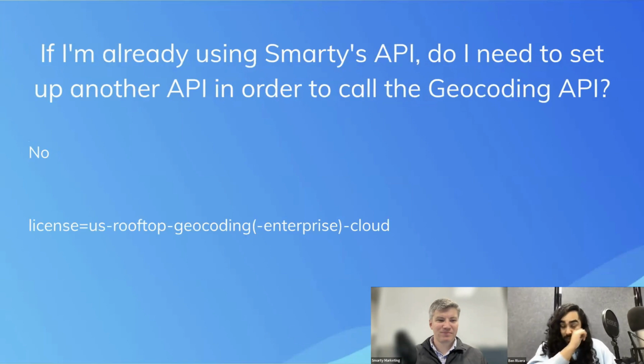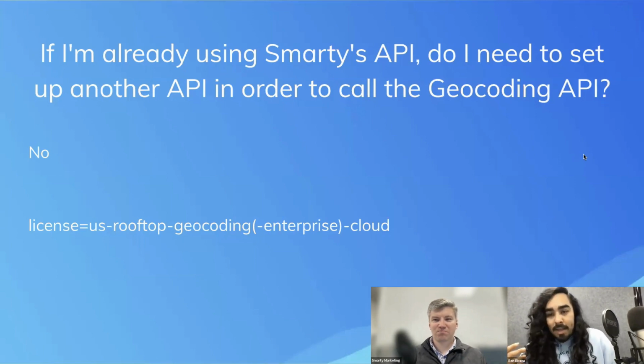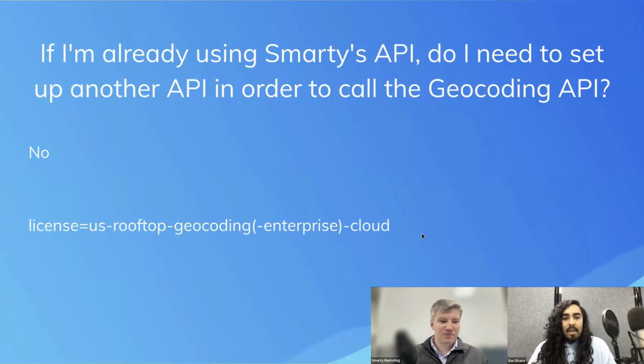If I'm already using the Smarty API, do I need to set up another API in order to call geocoding? No. Like I said before, the rooftop geocoding is its own license. Most of the time, you can just enter license equals, and then if you have the rooftop geocoding license, that should show up.